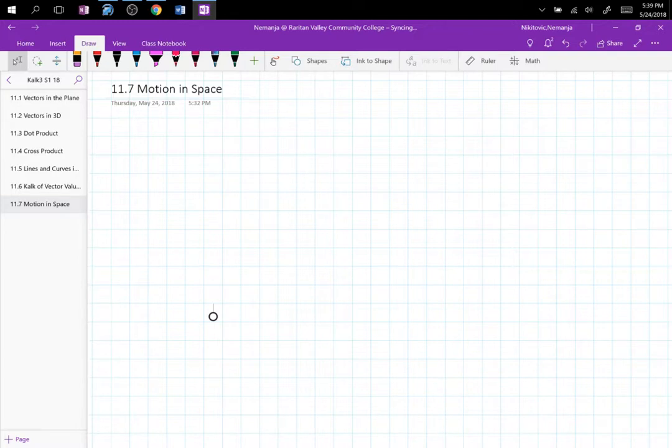So the speed, we already had the example in the last section. The speed is going to be the magnitude of velocity. So all of those concepts from the example from the previous section are still there. Path is going to be defined by r of t.